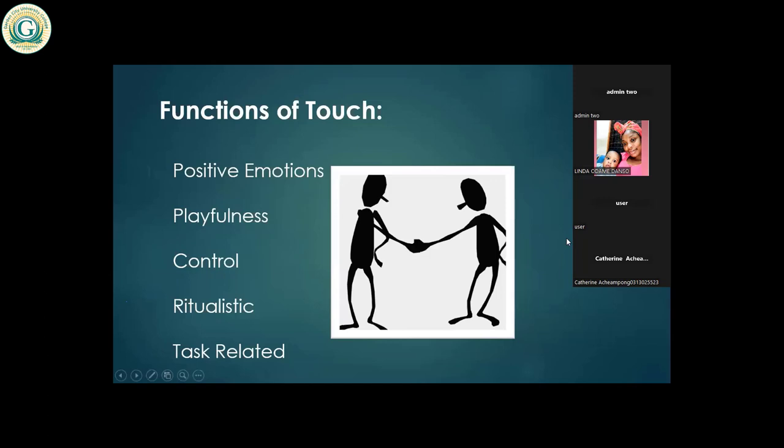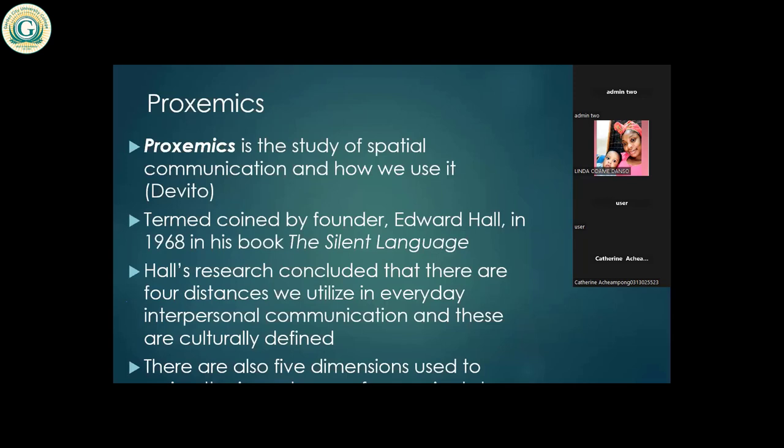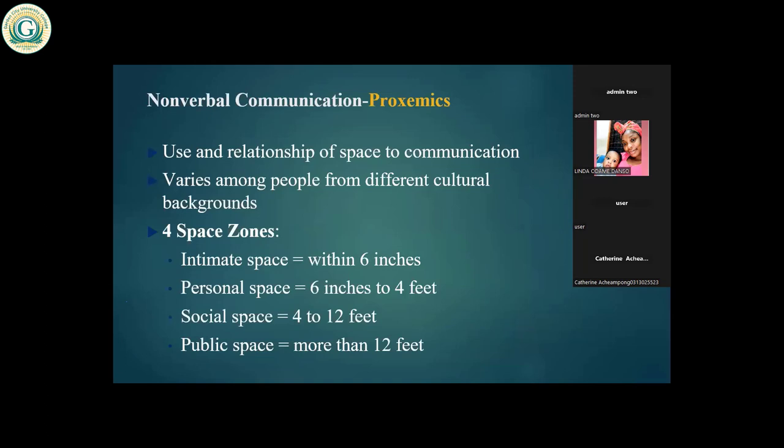And proxemics is the study of what? Spatial communication, and we talk about it. The space: we have intimate space, personal space, social space, and public space. We have the four space zones. So we have these dimensions of space.